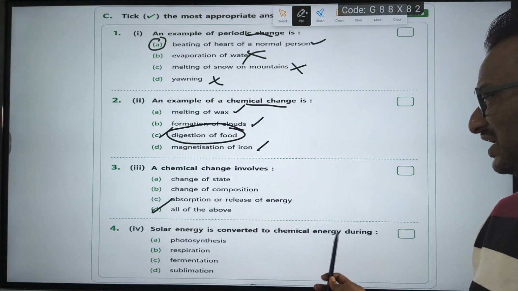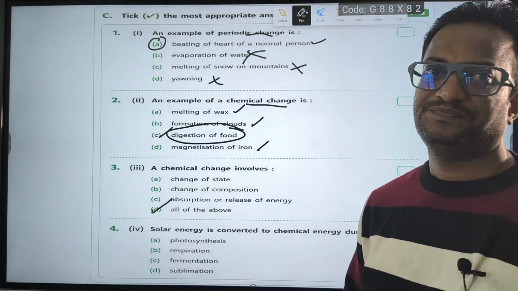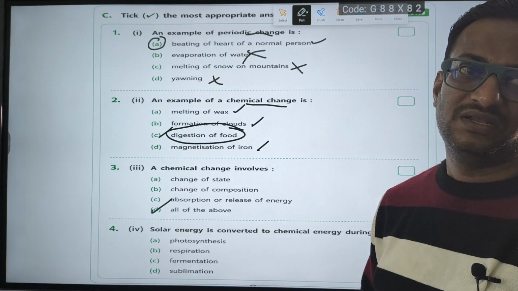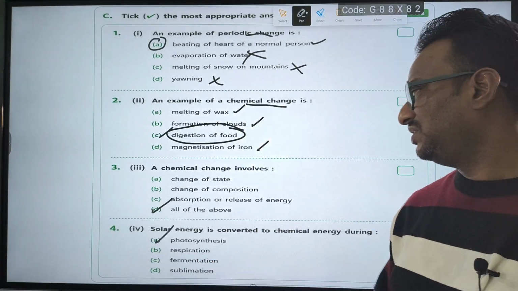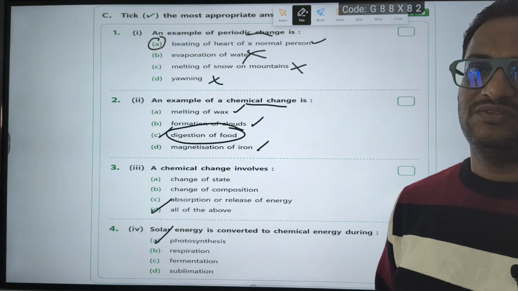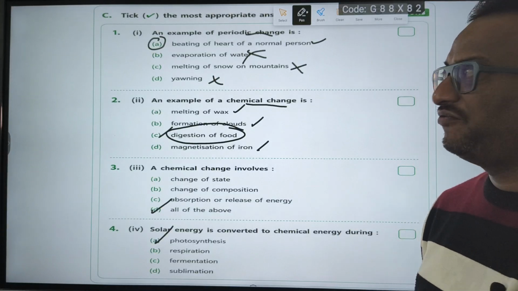Solar energy is converted into chemical energy during dash: photosynthesis, respiration, fermentation, sublimation. During photosynthesis, the solar energy gets converted into chemical energy in preparation of food for the plants.